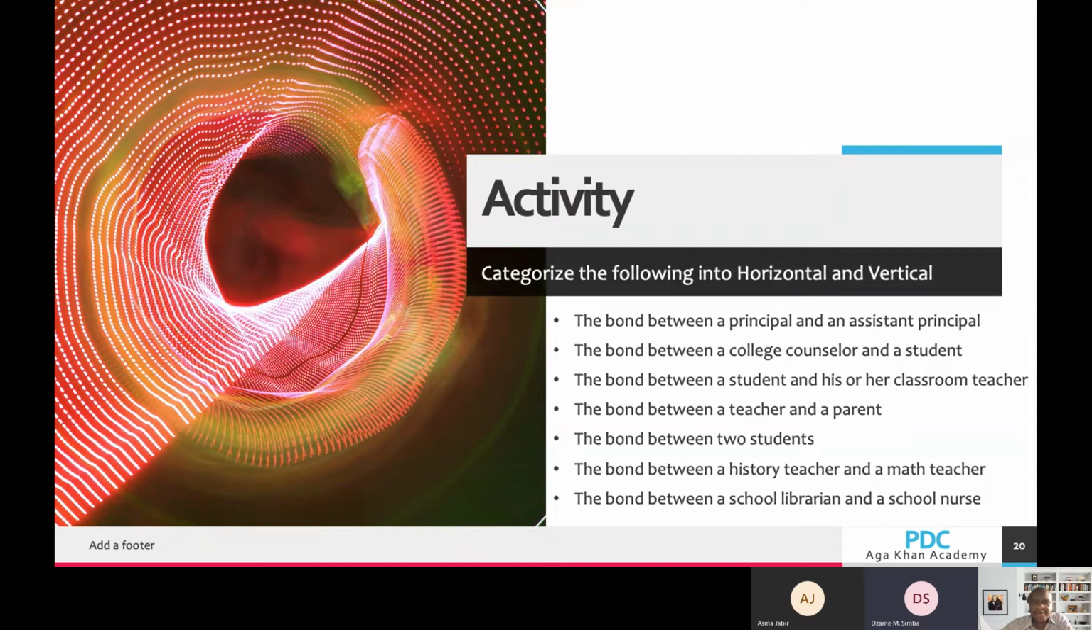Yes. Then teacher to parent. That one is also vertical in a sense that a teacher is supposed to at least guide the parent on what is expected in school. And teacher has that authority to guide the parent. Then the bond between two students is horizontal to me. Yes, I think I have tried up to there. Thank you very much. Let us hear Madam Asma.